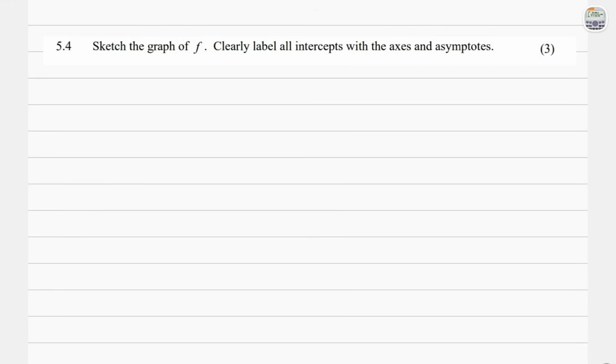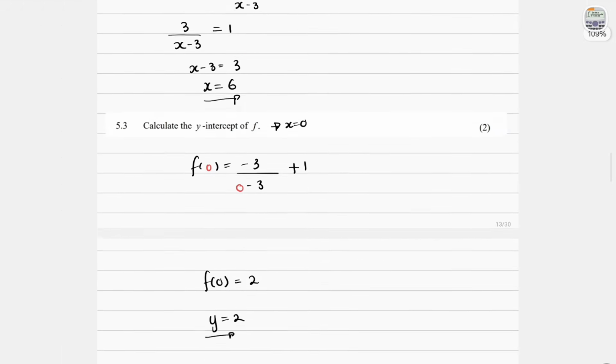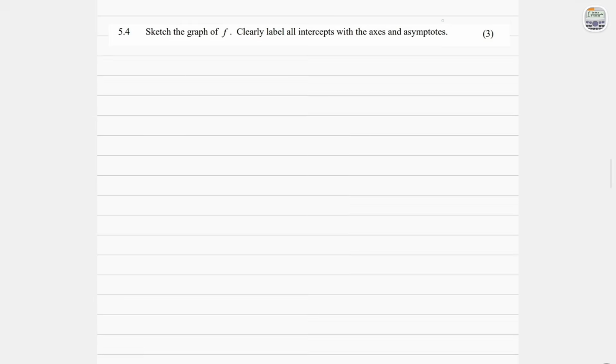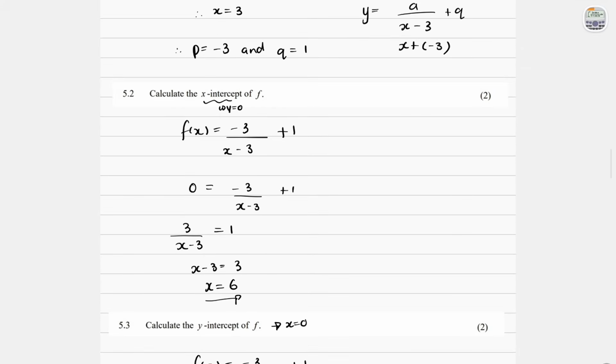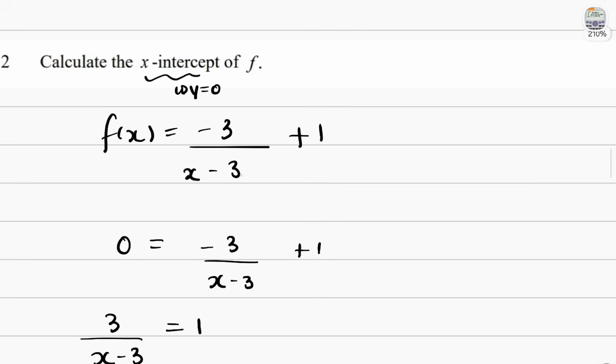Question 5.4 says, sketch the graph of f. Clearly label all intercepts with the axes and the asymptotes. Okay, so let's just draw our Cartesian plane down first. Because we already had the equation of the graph, you can see here that the vertical asymptote, x minus p, x is equal to 3. Okay, so that is the value.